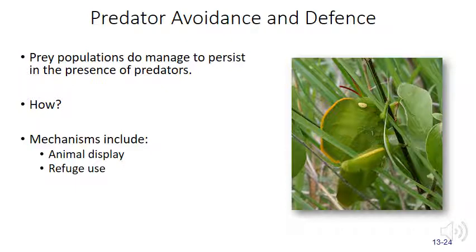So despite the intense pressure that predators place on prey populations, obviously many prey populations do manage to persist. So how do they do this? Well, it's methods of predator avoidance and defense. And generally those mechanisms fall into two categories. First is animal display, and the second is refuge use.